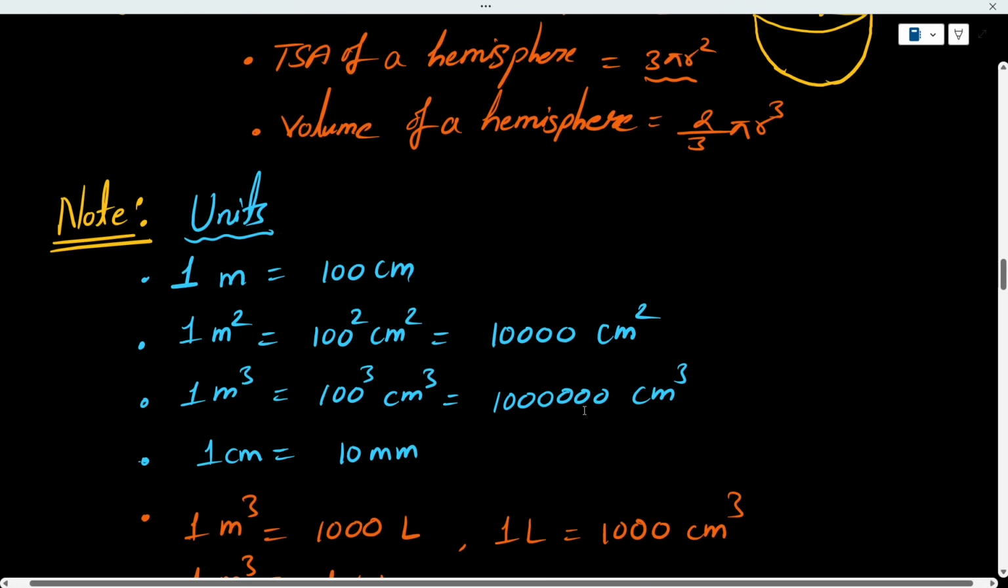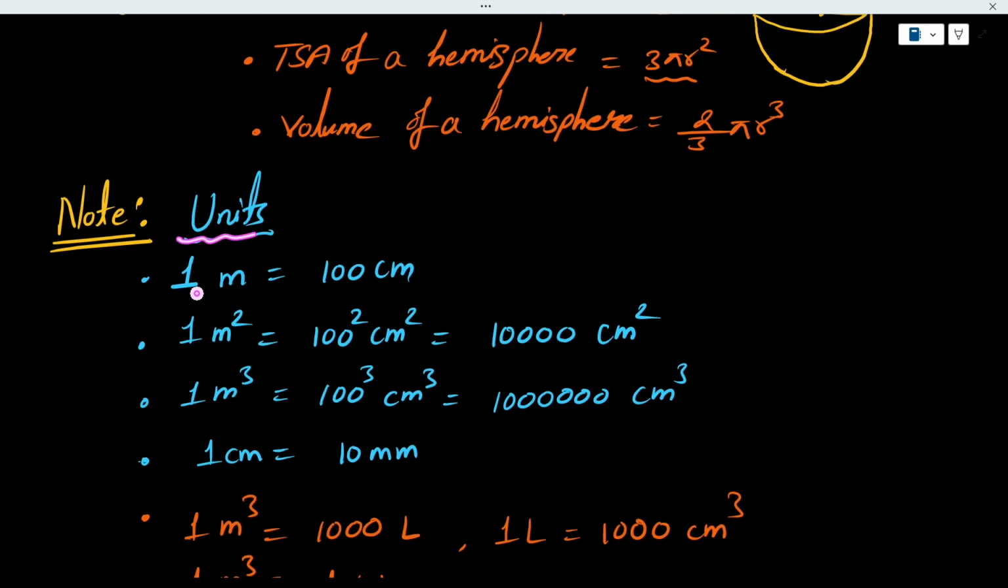Now other than this, you should always remember the conversion units also. 1 meter is always 100 centimeter. When we take 1 square meter, we square both sides, so don't multiply by 100, it will be 100 square. So 1 square meter, which is the area, if you convert it into centimeter square, you have to multiply by 10,000. Similarly, 1 cubic meter is about volume, so I cube both sides to get 100 cube, which is 1 million cubic centimeter, or 10 lakh cubic centimeter.